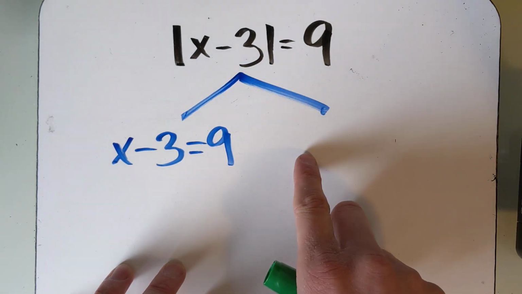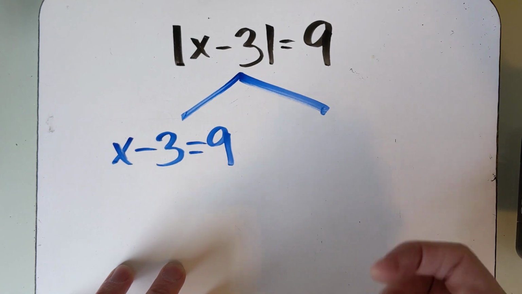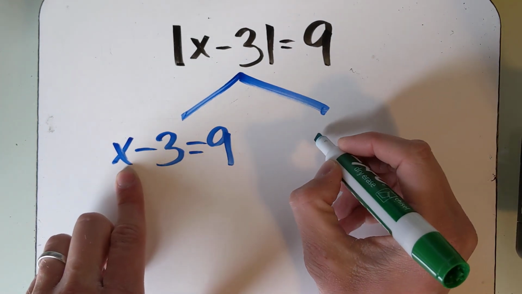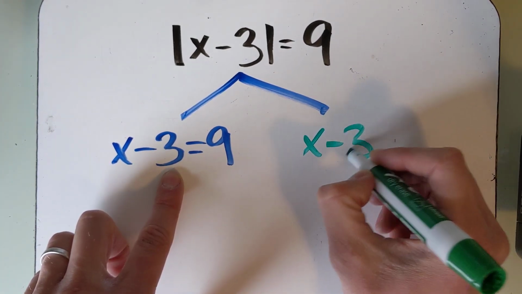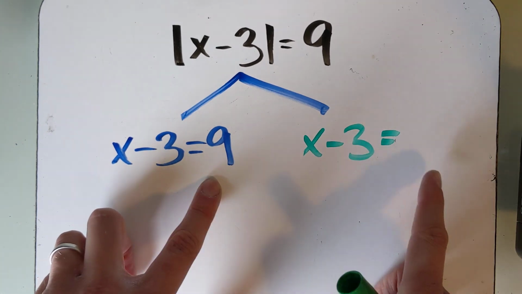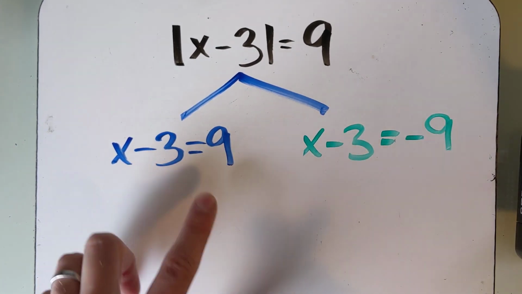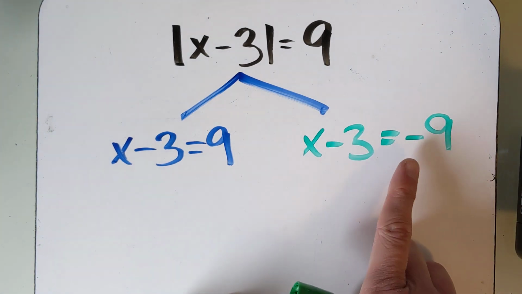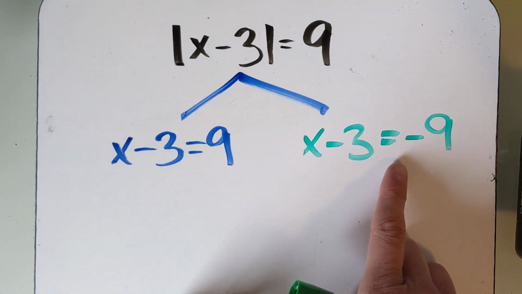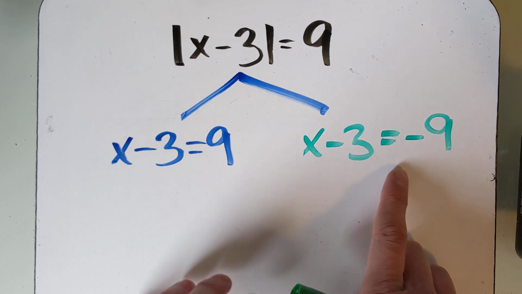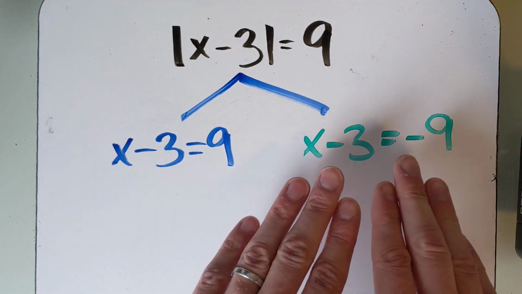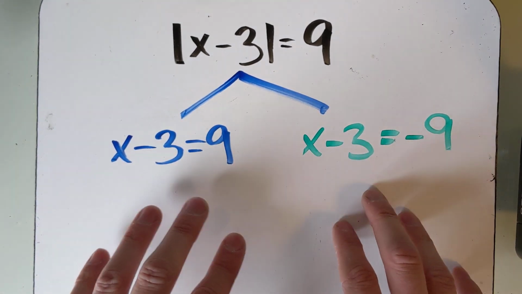So what we're going to do is change this just a little bit. We're still going to copy down the x minus 3, so x minus 3, but we're going to say it equals a negative number, a negative 9 instead. The only thing we did was add a negative symbol here, because we know that our answer could either be positive or negative. And we just need to solve for both of those.